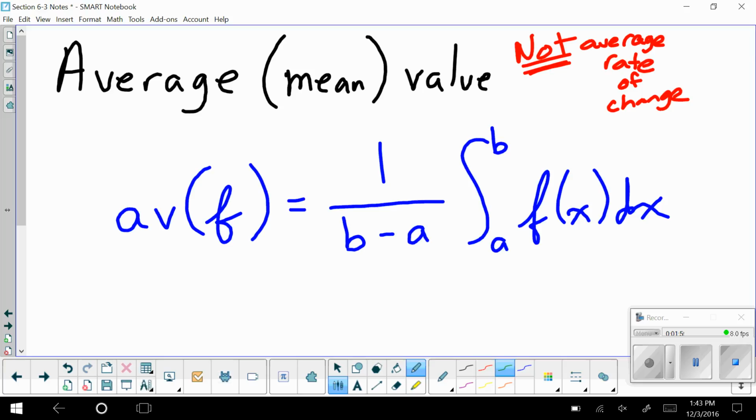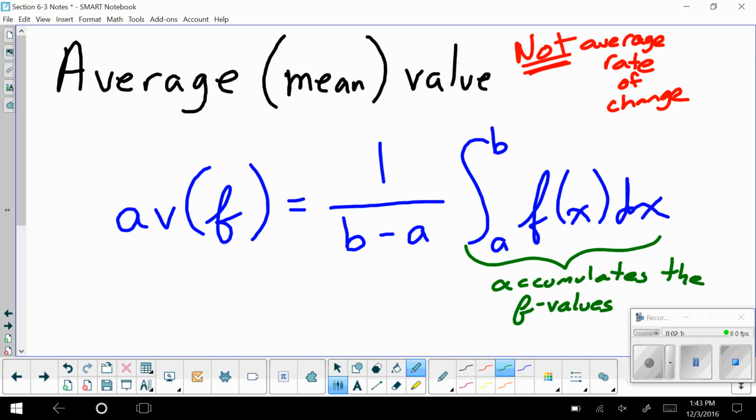We want to add up or accumulate all of the y values. And that's actually what the integral does for this, it accumulates the f values. But since we technically have an infinite number of them, instead of saying divide by how many, it's more of divide by the width of the domain in which we're looking at. But it's still thinking in terms of divide by how many.